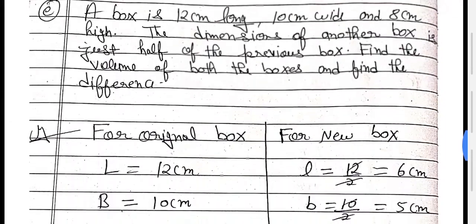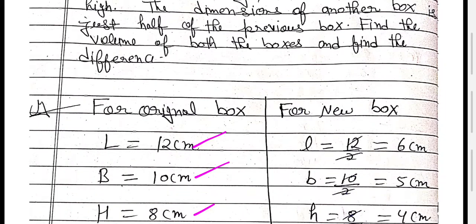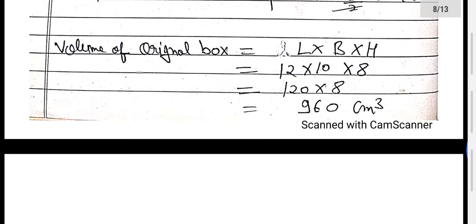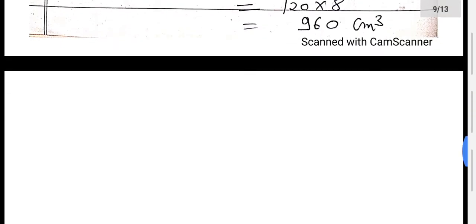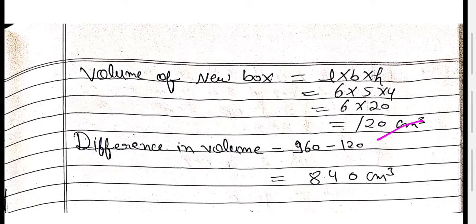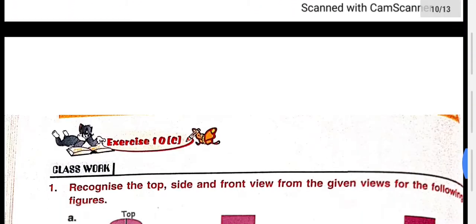Once again I am telling: two boxes you have, the original one with length, breadth, height, and the new one just half of it. Find the volume of both. You have to write, find the volume: it becomes 960 centimeter cube, that one becomes 120 centimeter cube, and what is the difference? You have to subtract, you get 840 centimeter cube. So this is your answer.